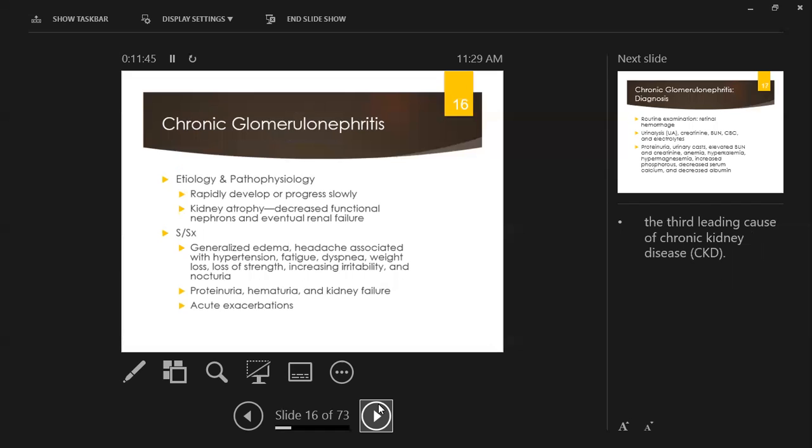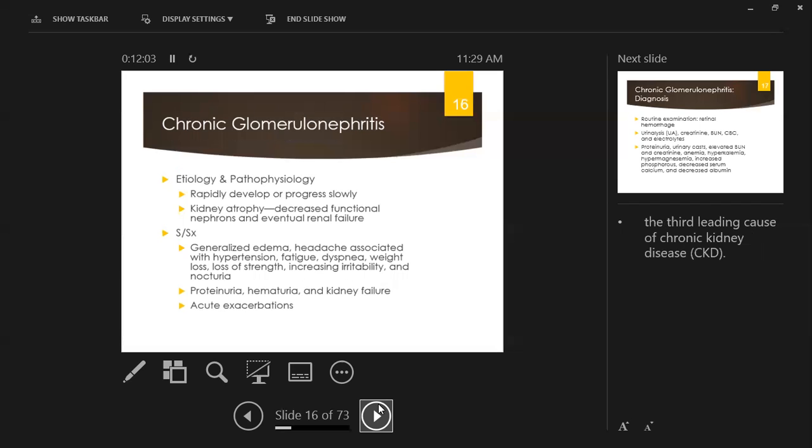Chronic glomerulonephritis can be rapidly developing or it can progress slowly. So this is either/or, right? It could also be caused by kidney atrophy, which is decreased function of the nephrons, and eventually renal failure due to increased blood pressure or a host of other things.